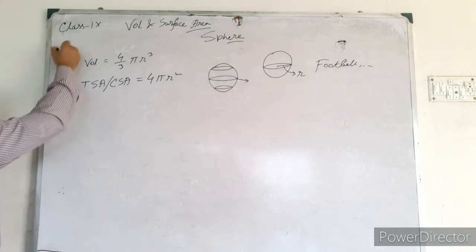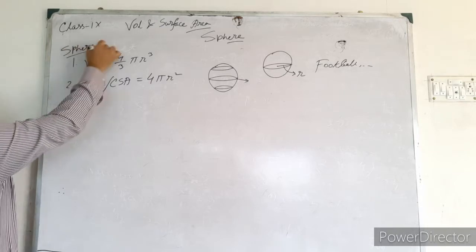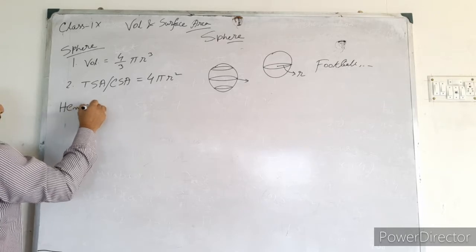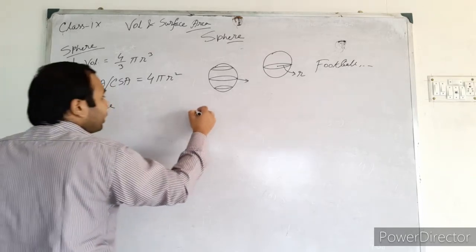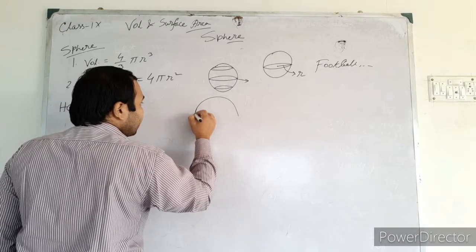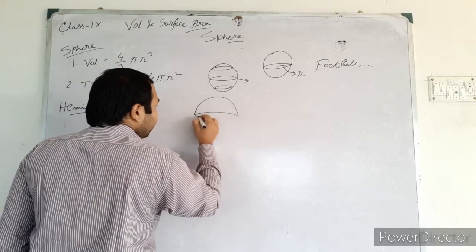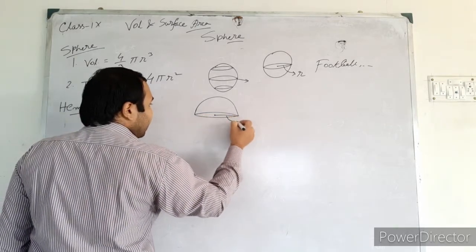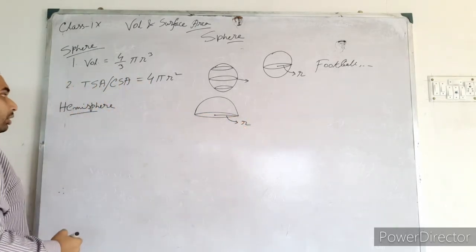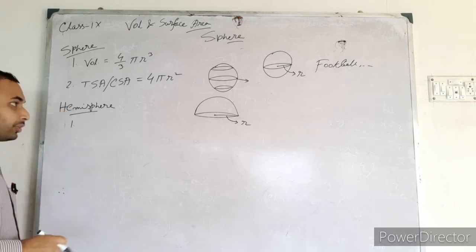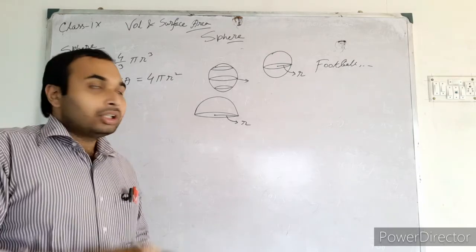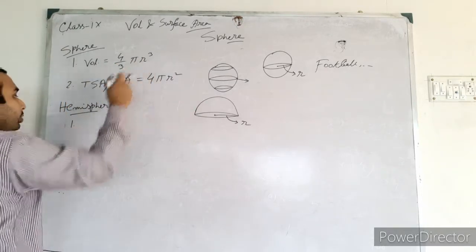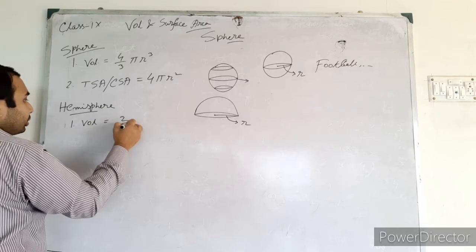Now for sphere, another thing will come, that is the hemisphere. Hemisphere looks like this, it is actually a bowl. Here also it has the radius r. The hemisphere is half of the sphere, so the volume will be half of the sphere's 4/3 pi r cube. So here the volume will be 2/3 pi r cube.